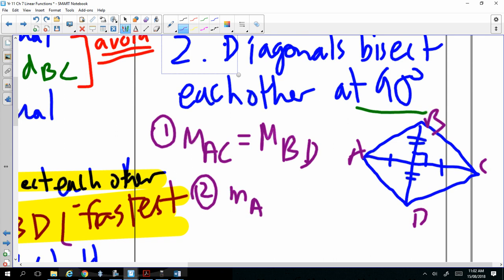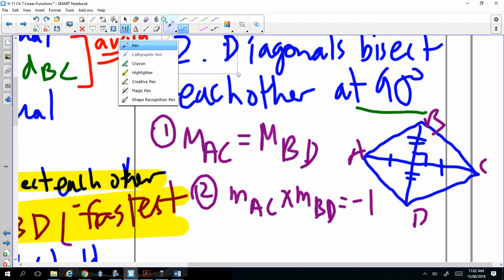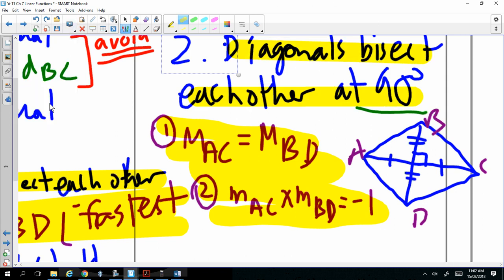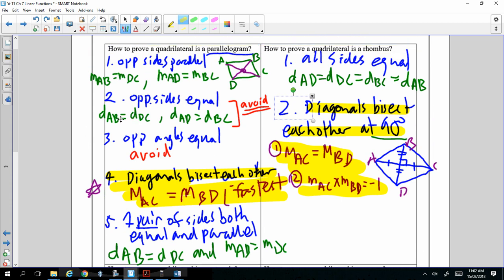So that's the fastest. Again, I will highlight it. Okay, that's the best one. Okay, I'll put it there. Of course, not wrong to use the first test, just very long. This is much faster. Midpoint's quick, gradient's quick, but distance is slow.